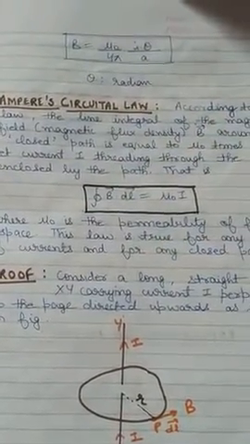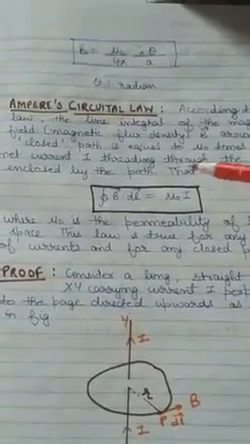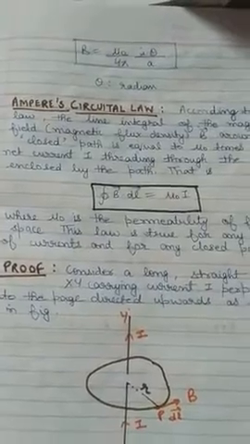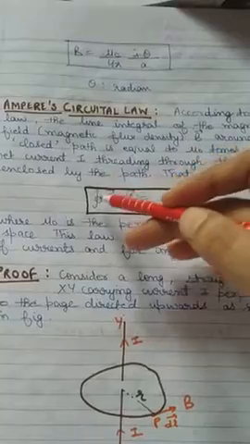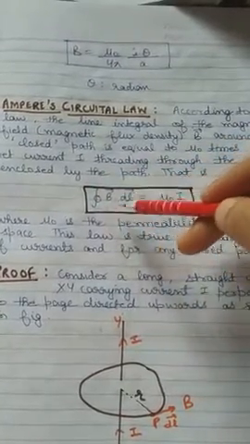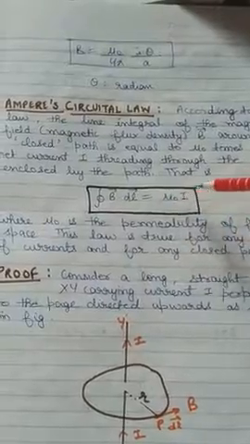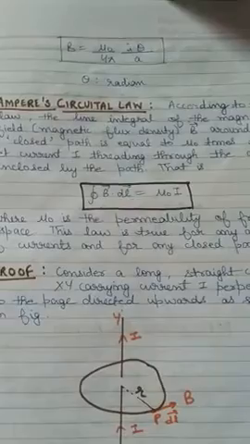Clear? So the line integral of B dot dl, if we take it over this closed path, will be equal to mu naught times the current threading through this area. Okay, so that is Ampere's circuital law. Here the line integral represents the closed path line integral. The line integral of B dot dl will be equal to mu naught into I, where mu naught is the permeability of free space.